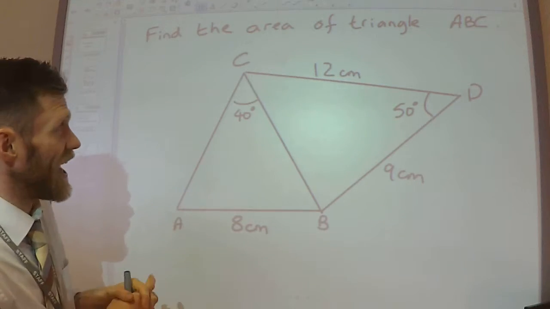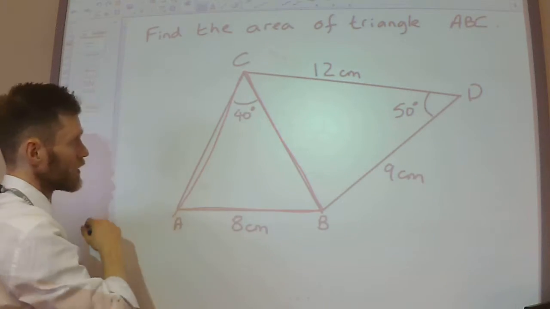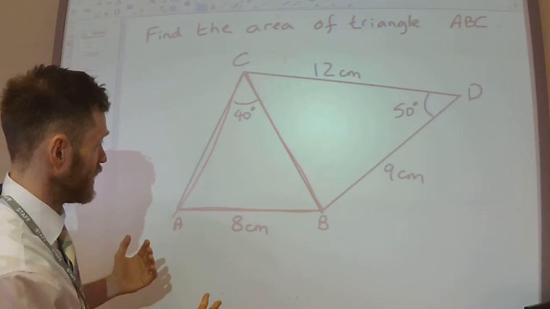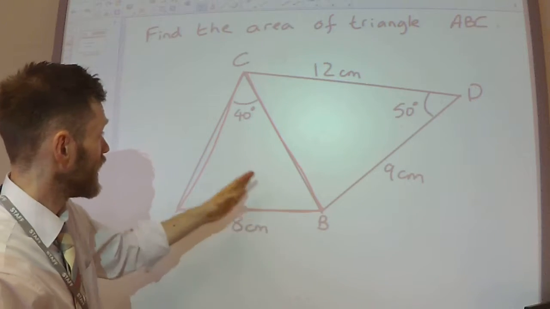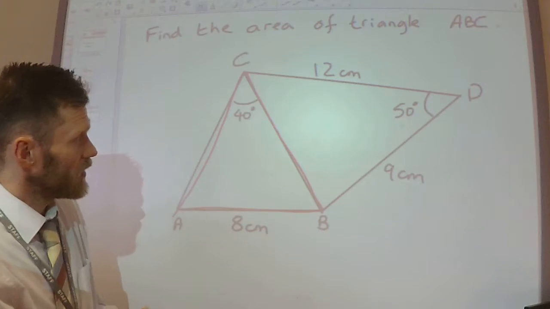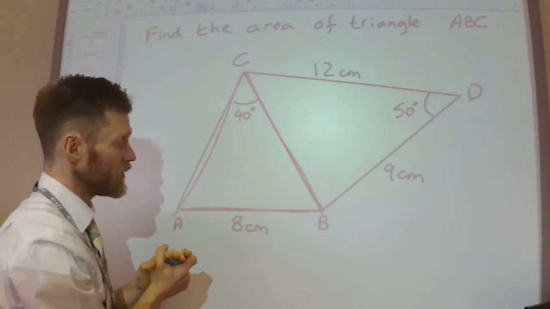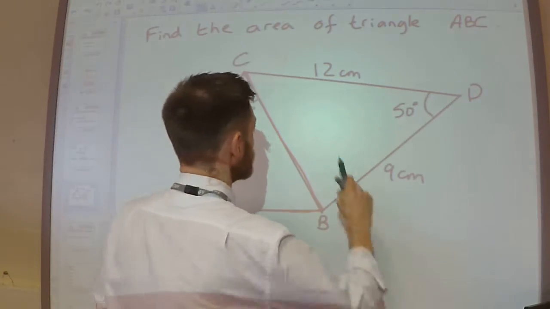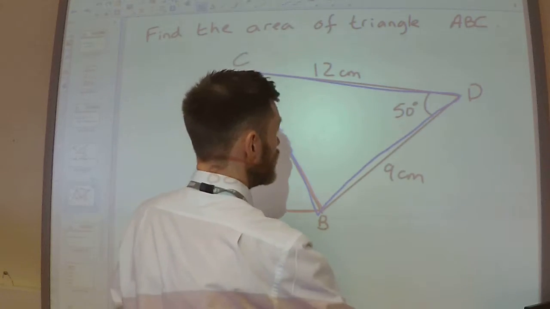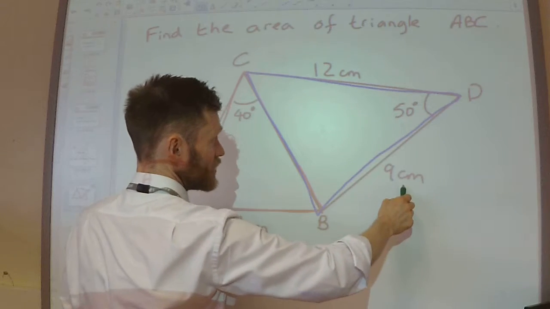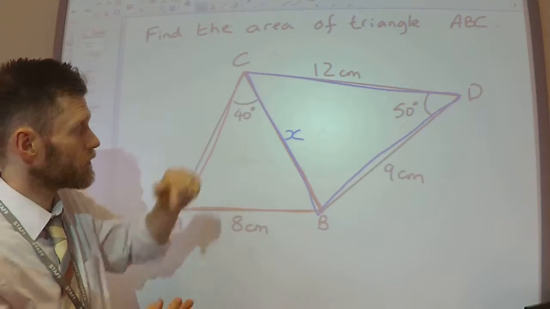So the question's asking us to find the area of triangle ABC. So we want to work out the area of this triangle here. At the moment, I can see I've got an angle and I've got a side, but I don't have any other information. I don't know what these angles are, and I don't know what these two sides are. So we need to figure out some more information about this triangle. So I'm going to look over here, and I'm noticing that in this triangle, let's draw it in blue, in triangle BCD, I've got an angle and I've got two sides. So I could work out this side BC pretty easily using the cosine rule.